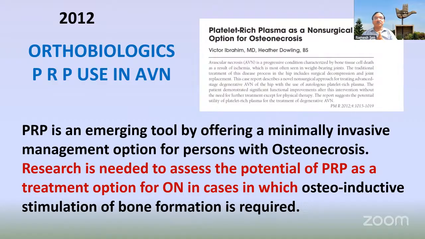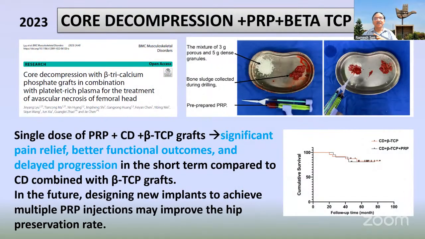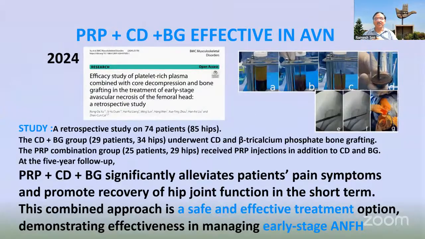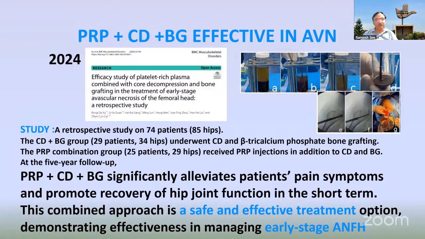Now there is talk about PRP. The first paper said PRP could be an option, but they said more research is needed to see whether it is effective. In 2023, there came a paper which said that if you combine PRP with core decompression and tricalcium phosphate, it could give a significantly good relief, and that is what they found. They can improve hip function. In 2024, again, they found that if you combine PRP with core decompression and bone grafting, it is again safe and effective. But the literature for pure PRP as properly scientific work is not much.